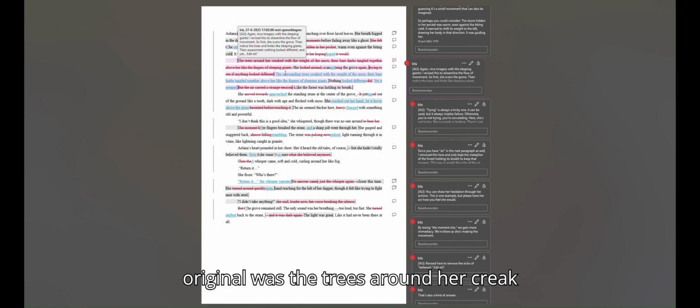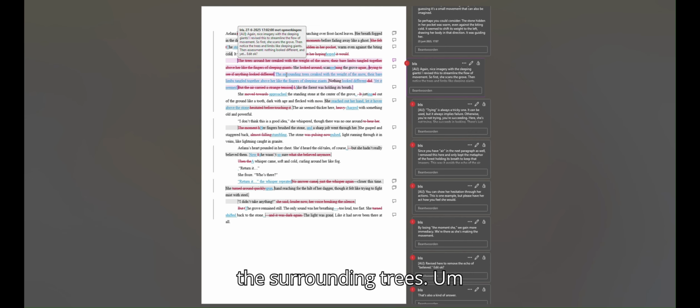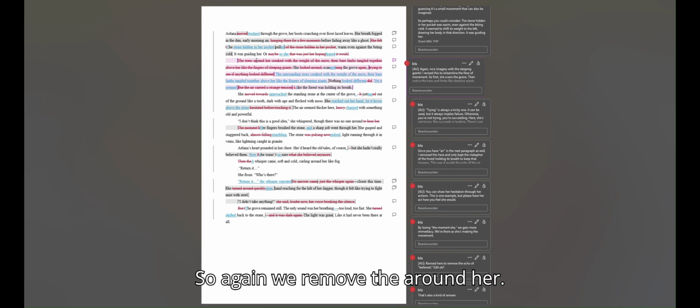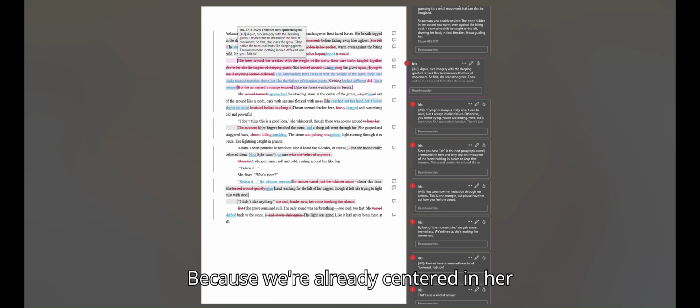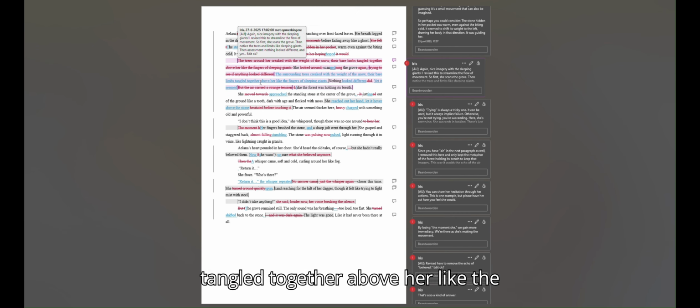Then the original was, the trees around her creaked with the weight of the snow, their bare limbs tangled together above her like the fingers of sleeping giants. I made it the surrounding trees. So again, we remove the around her, because we're already centered in her perspective. We can just say the surrounding trees creak with the weight of snow. Again, you can see that I kept that the same. Their bare limbs tangled together above her like the fingers of sleeping giants. So I kept that the same because it's nice imagery.